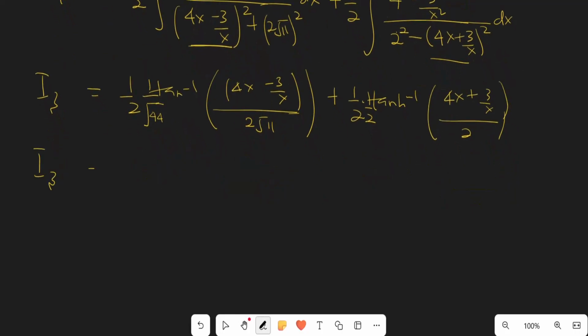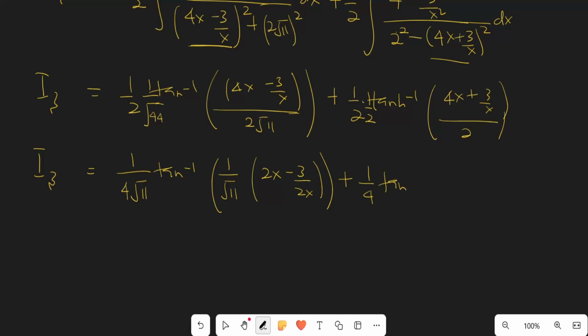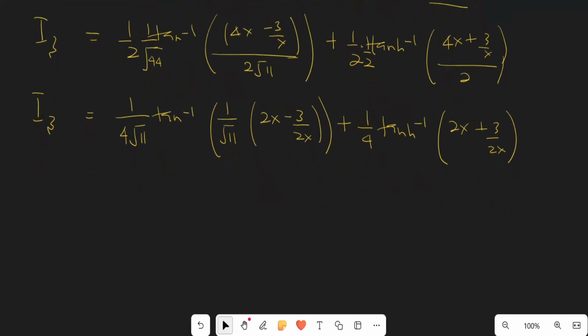You can clean things up. So this is going to be 1 all over square root of 44, which is 2 square root of 11. That is 4 square root of 11. Tan inverse of this can also be written as 1 all over the square root of 11 into 4x minus 3 over x divided by 2. That's 2x minus 3 over 2x, plus 1 over 4 tan hyperbolic inverse of 4x plus 3 over x divided by 2. That's going to be 2x plus 3 over 2x. So this is the value of the third integral.